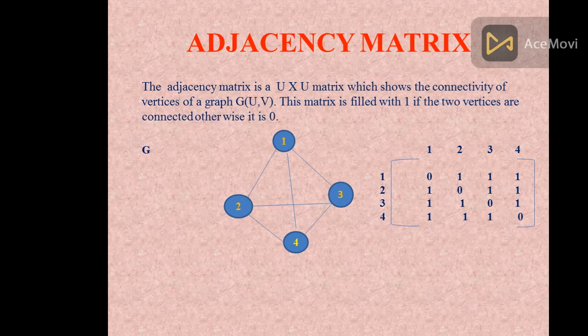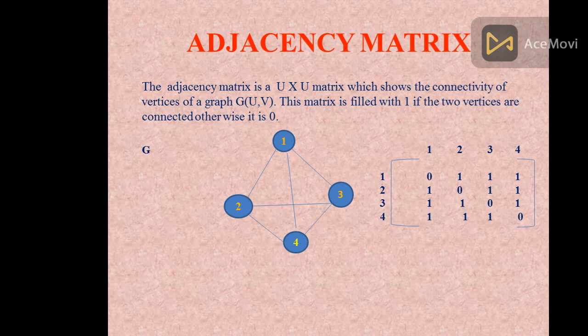So row 1, column 2, we have entry 1. The next is row 1 and column 3, from 1 to 3. Source is 1, destination is 3. We have a connectivity from 1 to 3, so we will write 1, 3 as 1. From 1, 4, 1 to 4 we have connectivity, so we will write it as 1, 4 as 1.